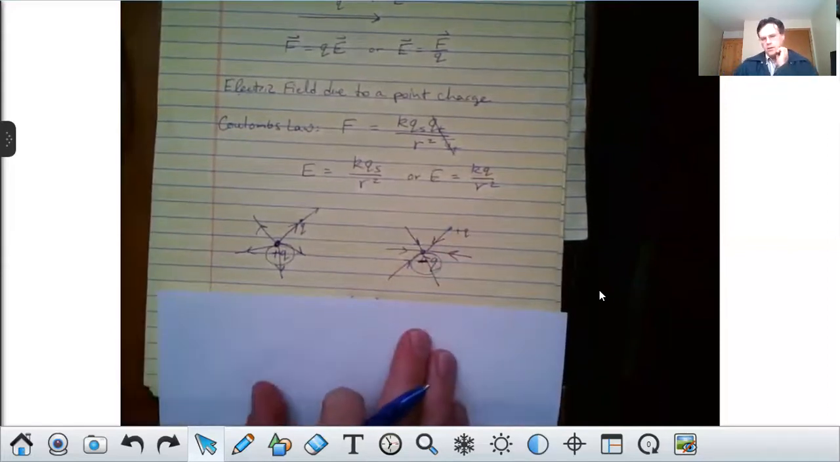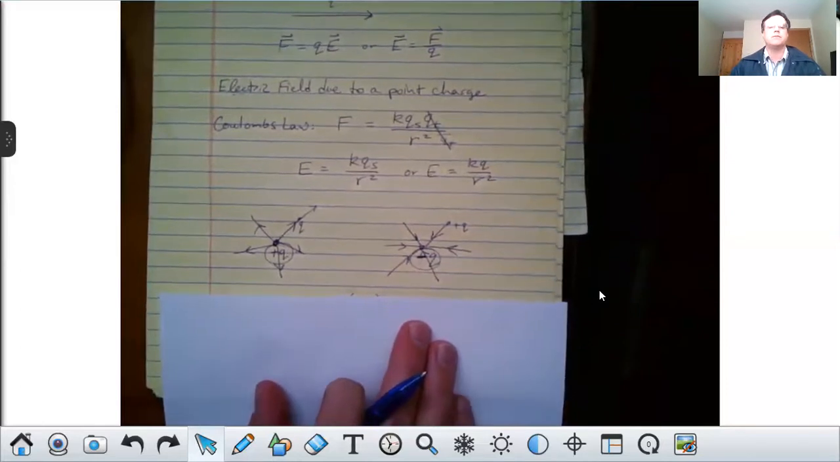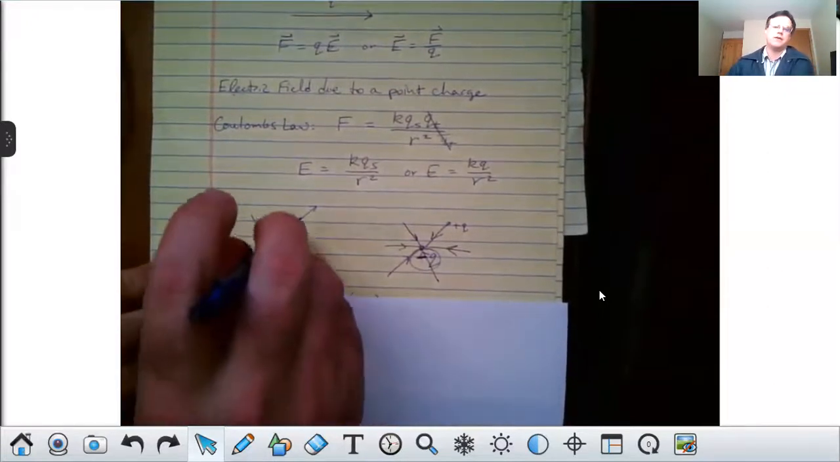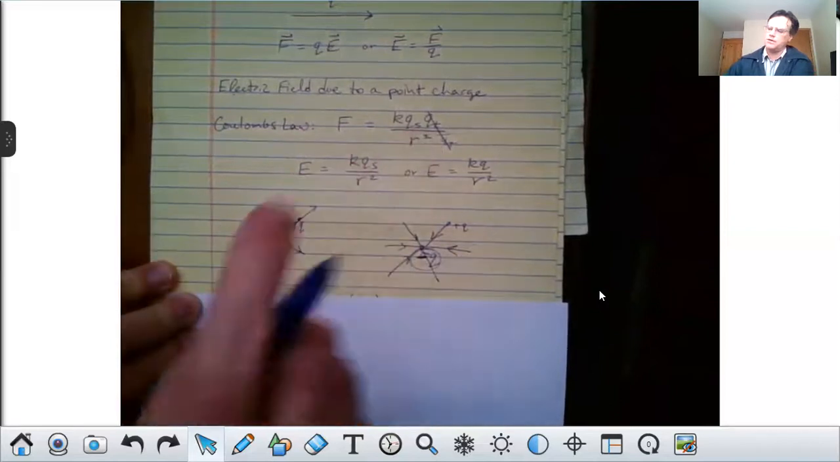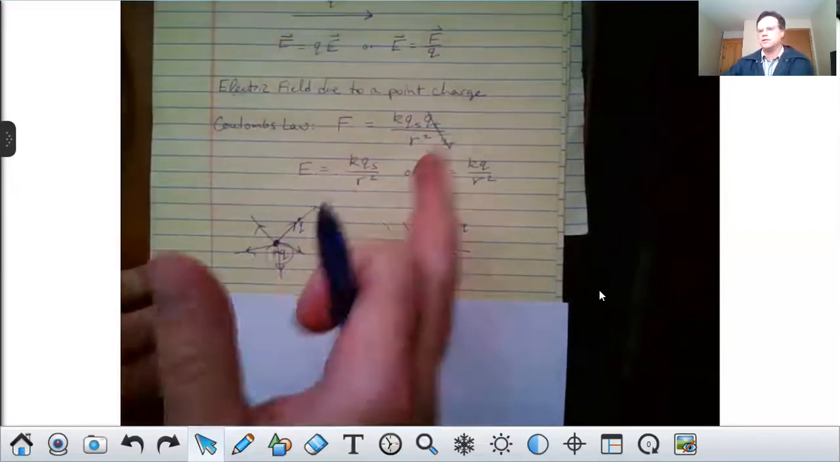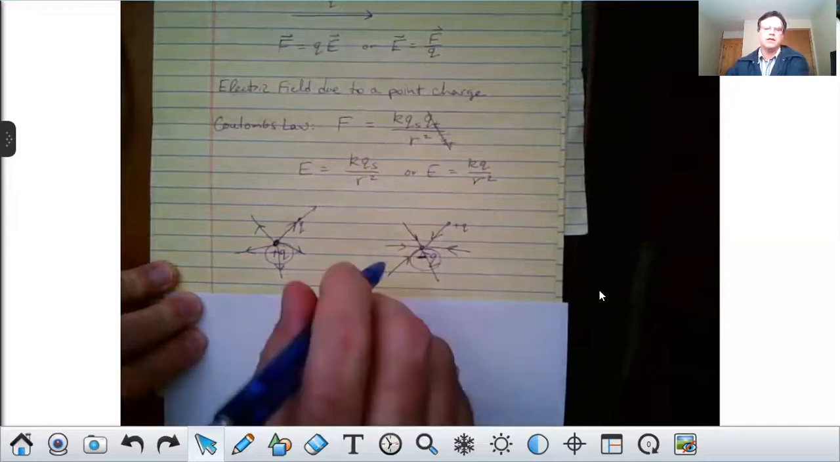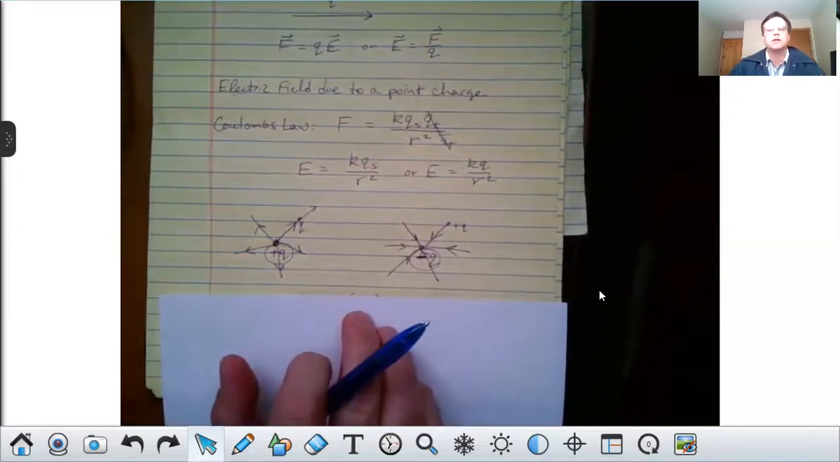All right, so these are what our fields kind of look like from our positive or negative source charges. Be aware, right? This is really a three-dimensional thing. I should have field lines coming out of the positive charge in all directions and going into the negative charge in all directions. Now you can have electric field created by more than one charge, right?